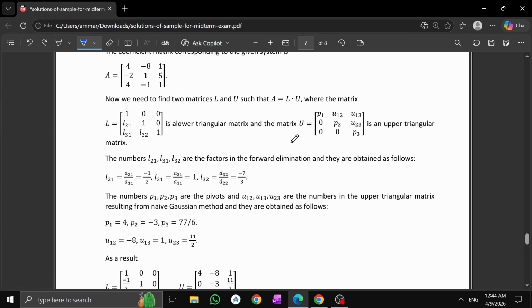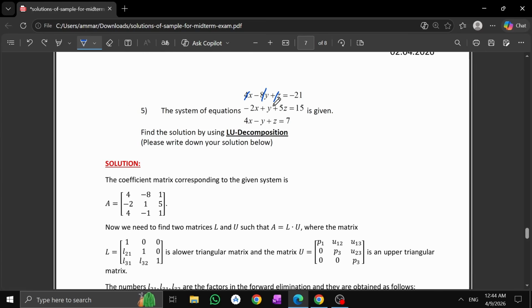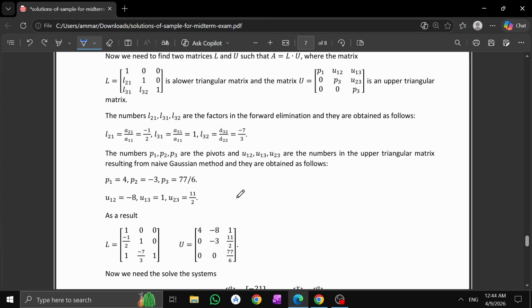How are we going to solve and find x, y, z using LU decomposition? That's what we are trying to do. We have some formulas that are very important. I hope you stop and try to understand them, and maybe memorize and write them, of course.